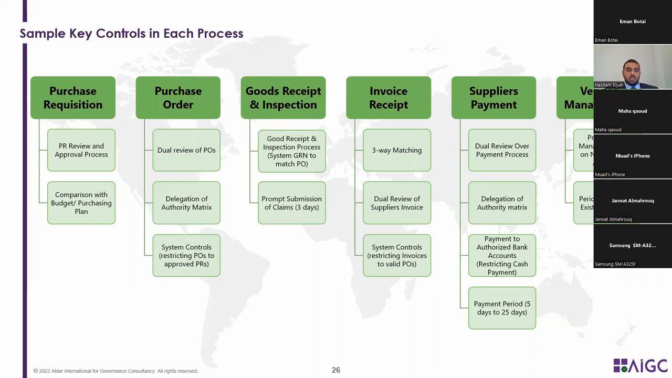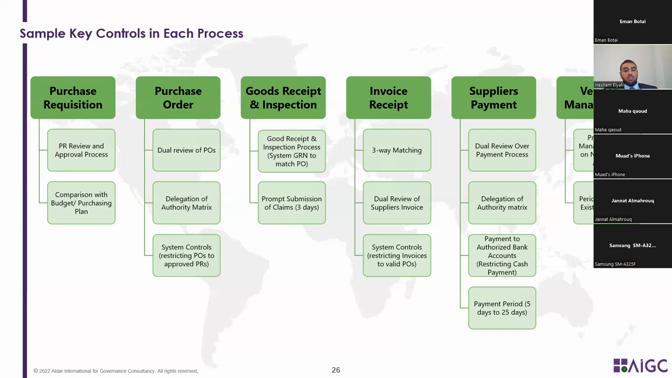For goods received, usually there is the inspection process that's being done. The GRN, the items included in the GRN need to match the PO and so on. Usually when it comes to claims, we need to make sure that we submit claims on time. This is part of ensuring that we're at least recovering the losses of damages or non-required items. Invoice, usually the most common control is three-way matching, when we match the PO with the goods receipt and the invoice.